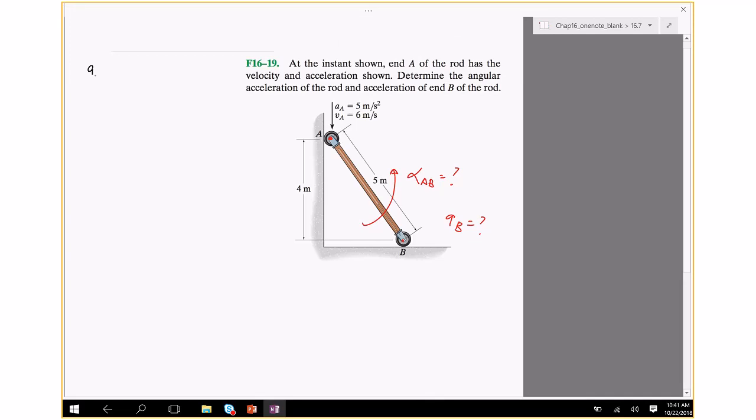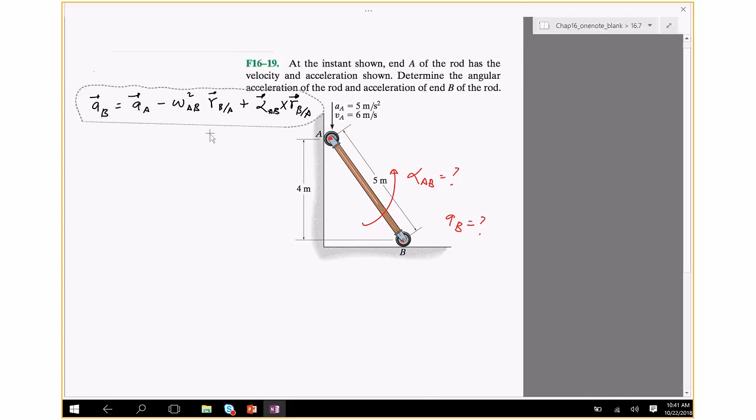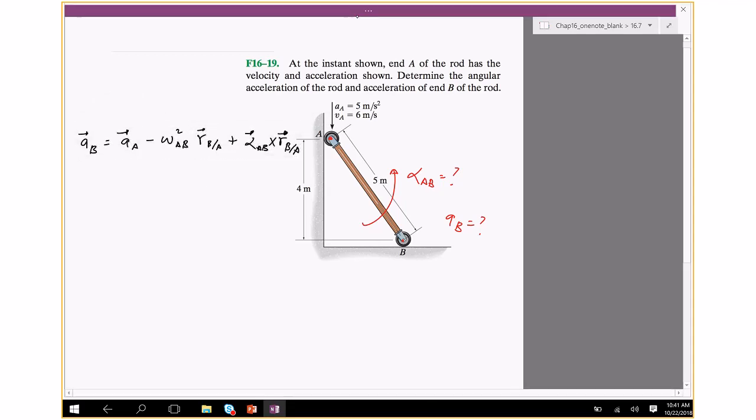So if we naively write acceleration of B as acceleration of A minus omega AB squared times R of B with respect to A, plus alpha AB crossed with R of B with respect to A. So if you write that, let's see what the unknowns are in this equation.